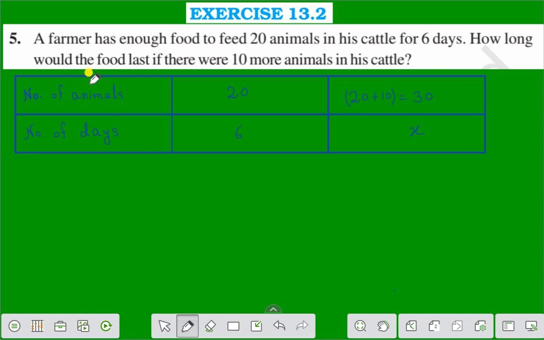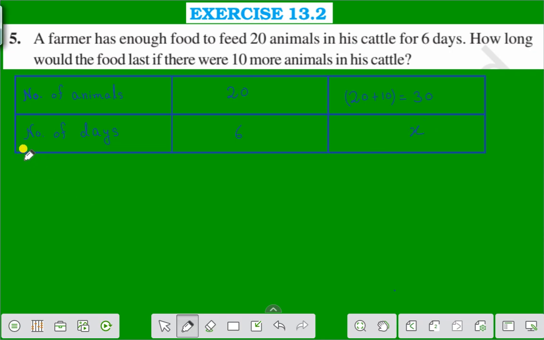Here the given information is given in this table. When the number of animals to feed is 20, the number of days is 6 days, right? Now when the number of animals is 10 more, that is 20 plus 10, that is 30 animals, you have to find how long would the food last. That means let the number of days be x, right?